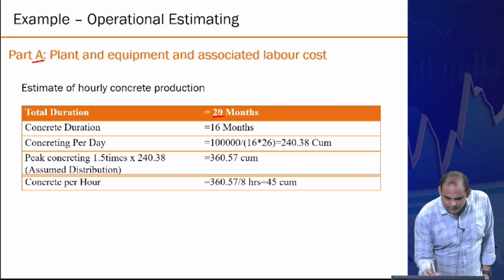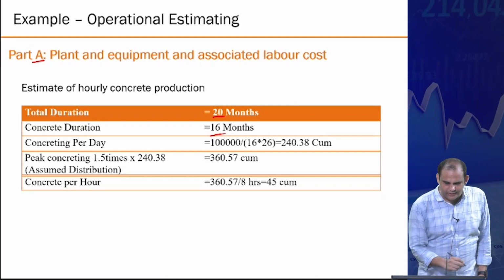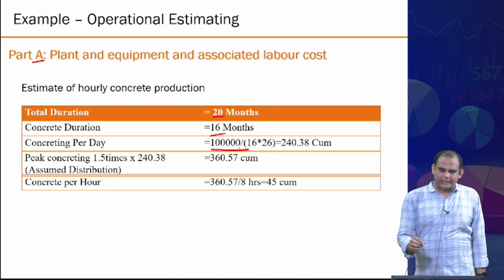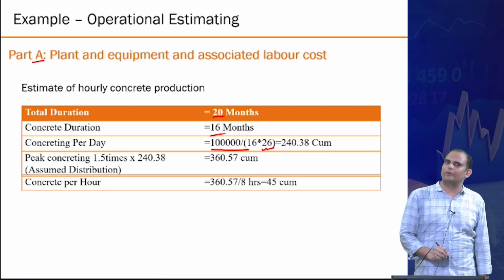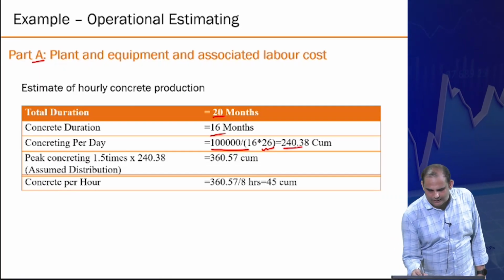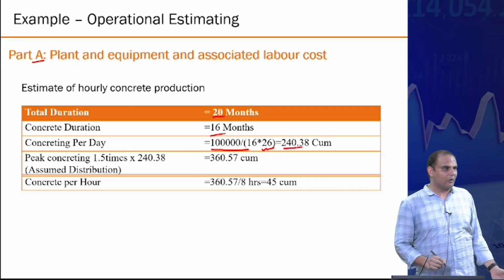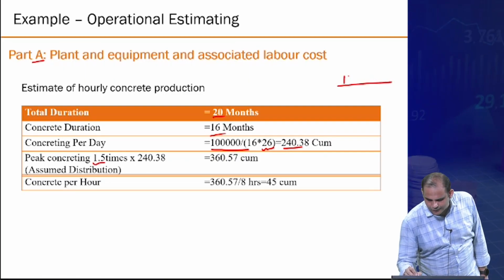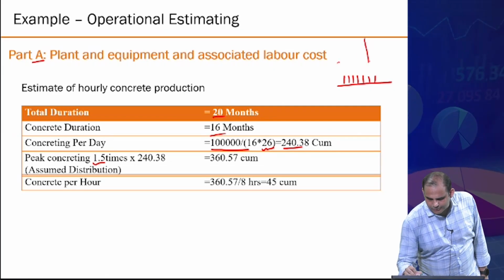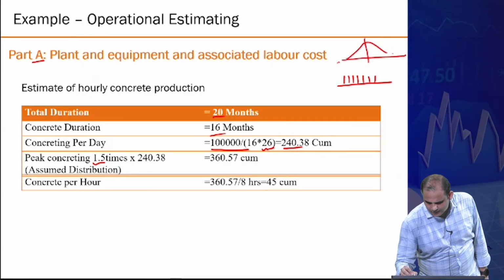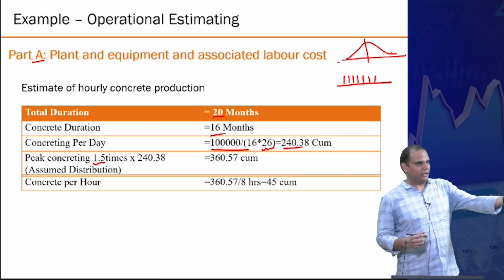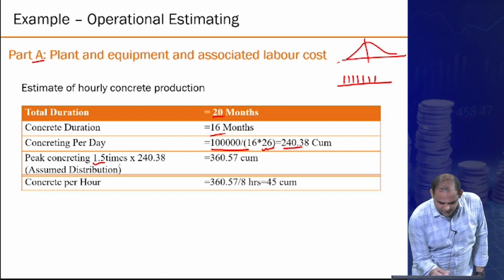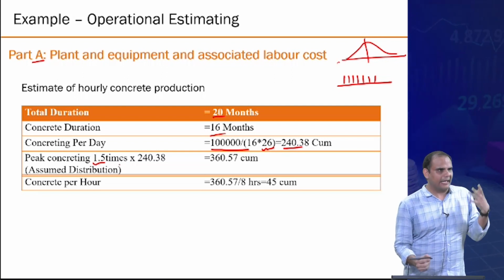So first, the total duration of the project is 20 months. Concreting duration out of that is 16 months. Concreting per day would be what? Assuming that in a month 26 working days will be there, you are assuming about 240 cubic meters of concrete per day. Peak concrete, because you are not expecting a uniform concreting rate every time, right, because you will not start all the concreting uniformly. So peak concrete could be assumed as 1.5 times the average value. Again, these are all rough numbers.